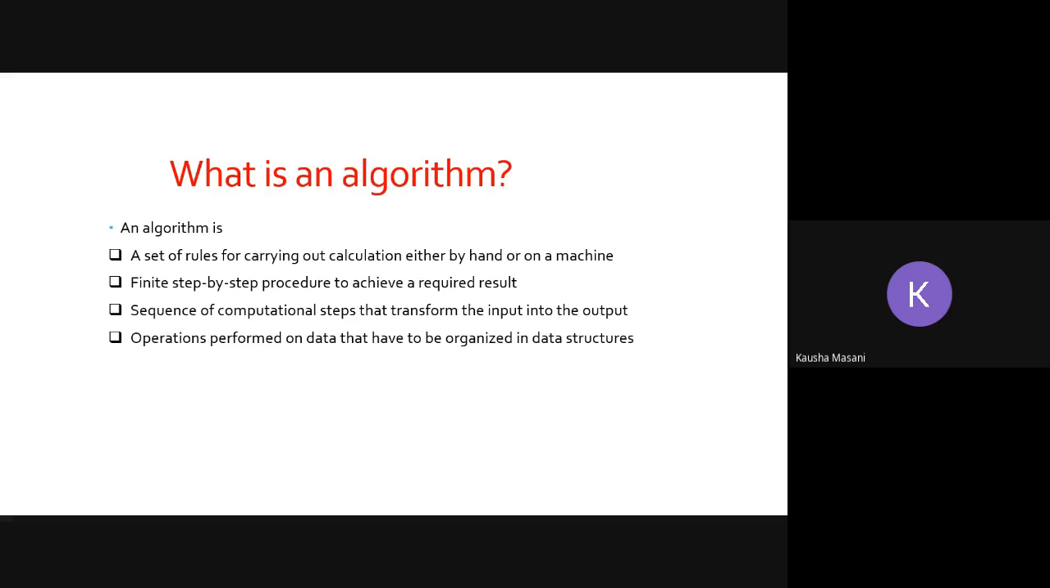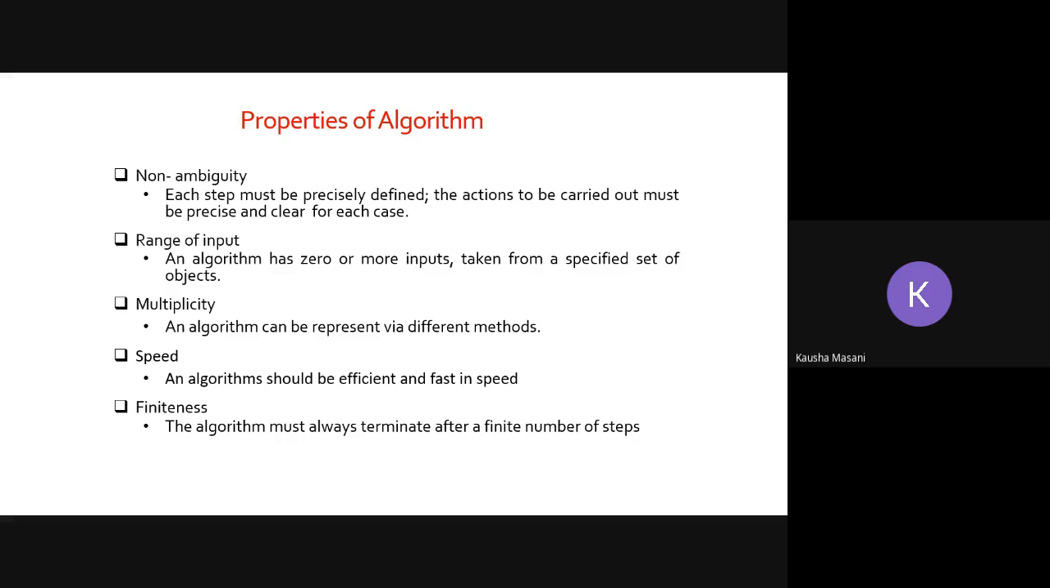All right. So how can I characterize the characteristics, or say the properties, of an algorithm? As you can see on your screen, the very first thing is non-ambiguity. I have already discussed it.